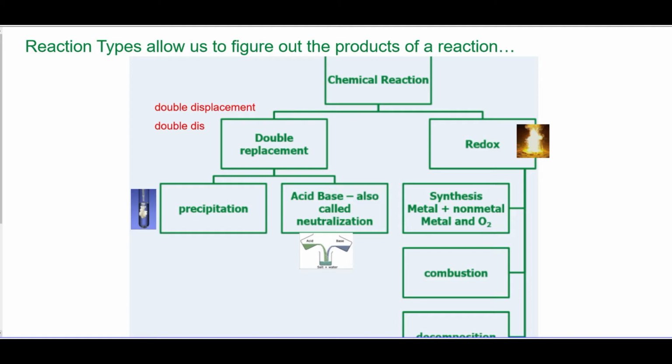So much of the rest of the chapter will be looking at the reactants, deciding what type of reaction it is, and then predicting the products. We're going to start off with double replacement. It is also called double displacement or double dis. Now there are two types, precipitation reactions that we're familiar with and acid-base. We'll start off with the precipitation reactions.